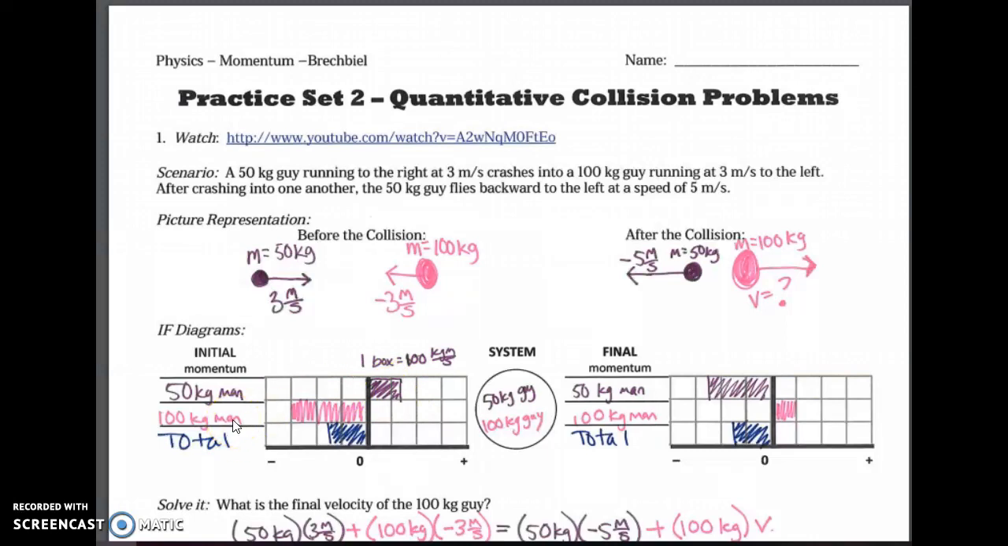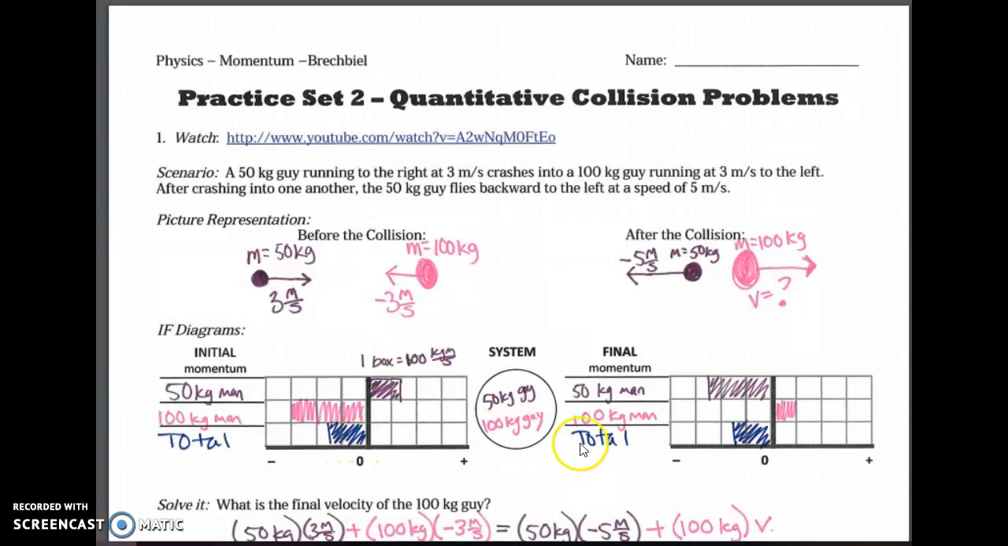The 100 kilogram man has a velocity of negative 3, so his momentum is a negative 300 kilogram meters per second. So again, using my scale, I shade in 3 boxes to the left. Positive 150, negative 300, the total is negative 150, so I've shaded 1.5 boxes to the left. Finally, my 50 kilogram man has a velocity of negative 5, so negative 250 kilogram meters per second, so I've shaded 2.5 boxes. Now you might be wondering how I filled in this remainder.